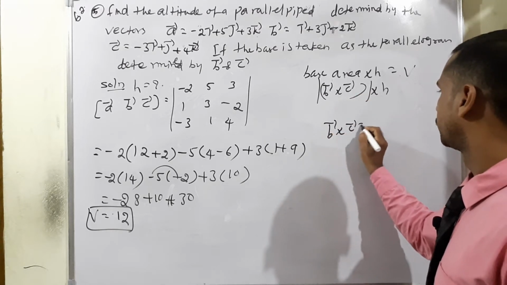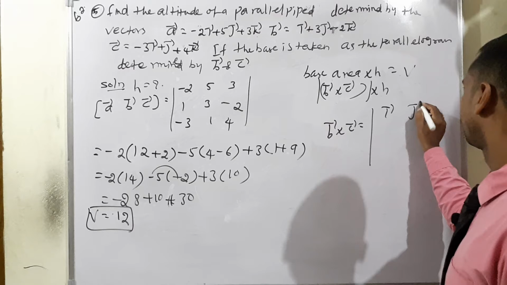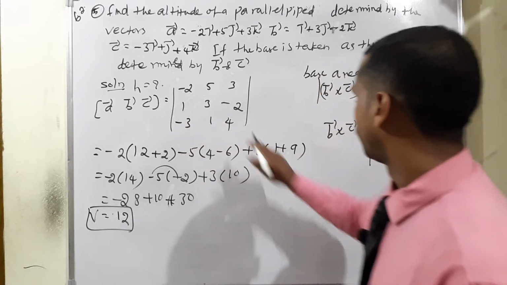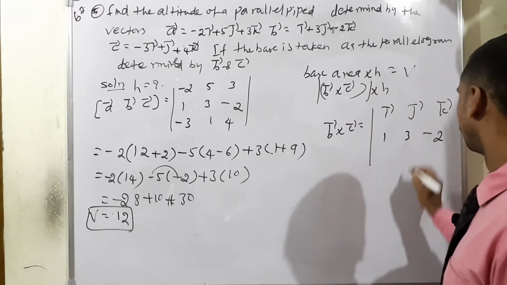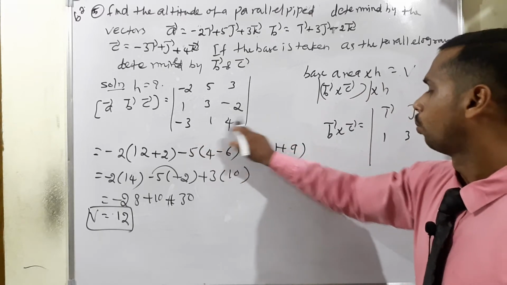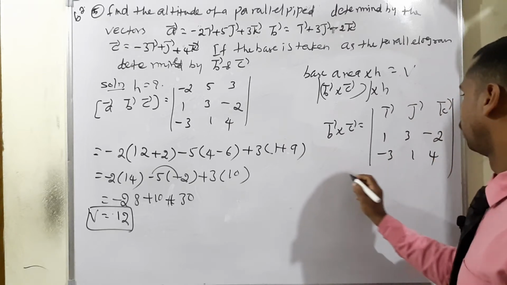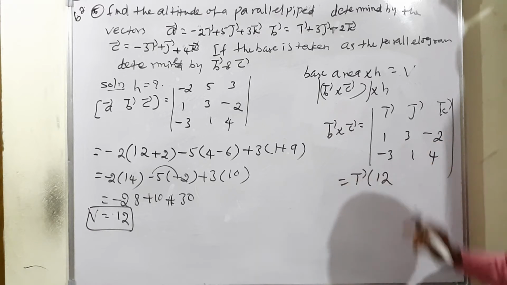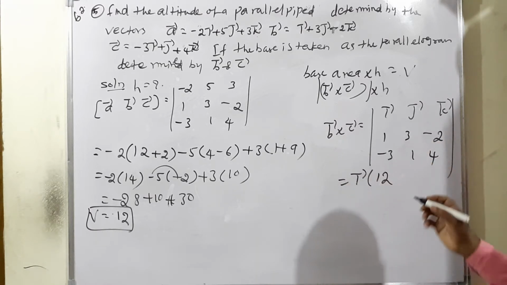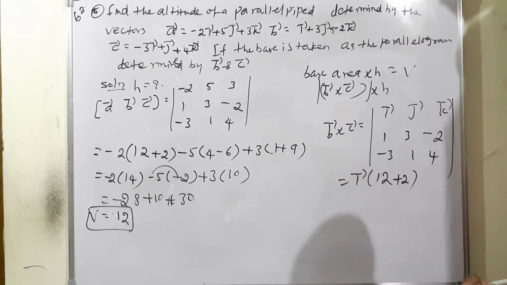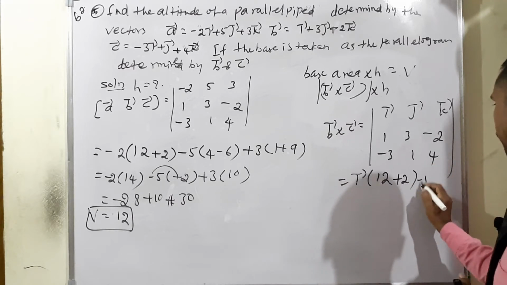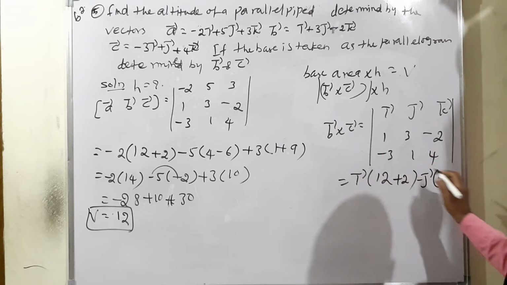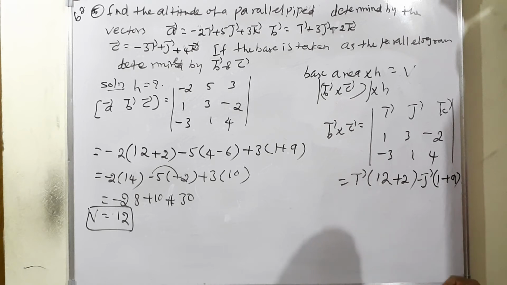So B vector cross C vector means I vector, J vector, K vector. B vector is 1, 3, -2. C vector is -3, 1, 4. Again, for I vector, 3 fours are 12. Cross multiply means 1 into -2, -2, an extra minus will be added, so we write positive 2, isn't it? Next, minus J vector. Minus J vector means 1 into 1, 1. Then cross multiply means definitely positive 9, isn't it? Sorry, my dear.